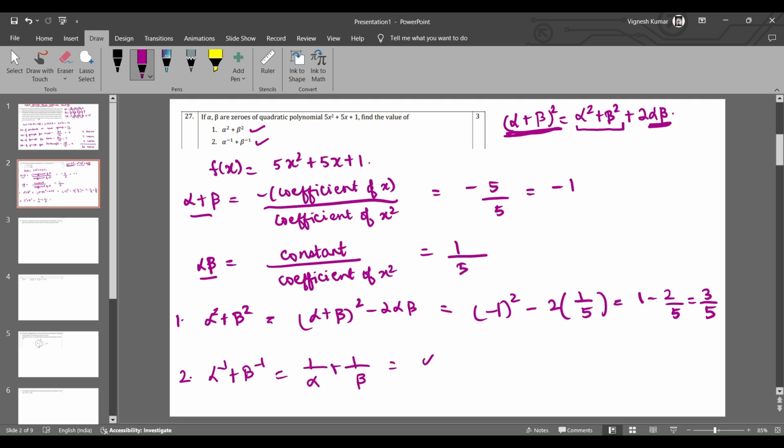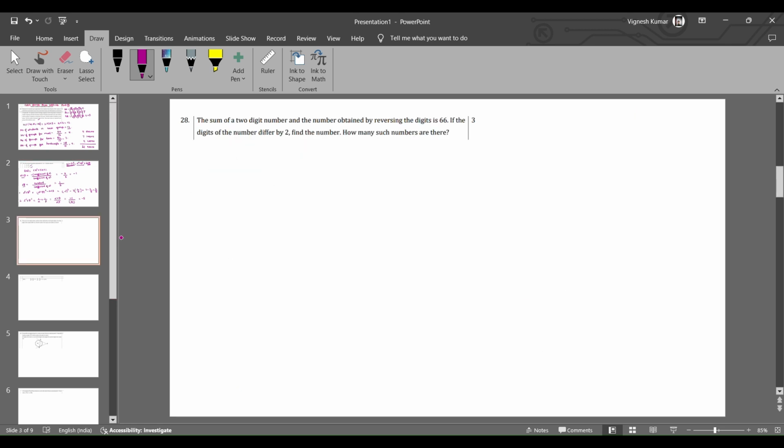So if we cross multiply, we get alpha plus beta divided by alpha beta. So alpha plus beta is minus 1, divided by alpha beta, which is 1 by 5. So our answer is minus 5. Let's move on to the next question.